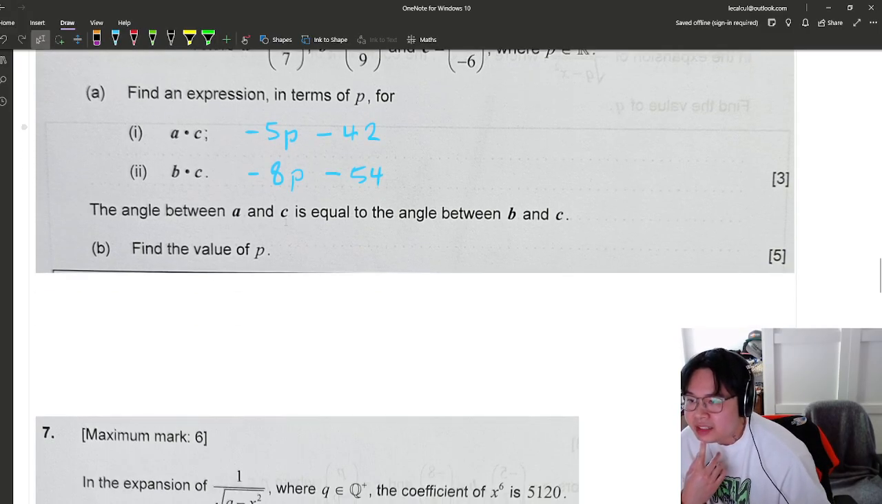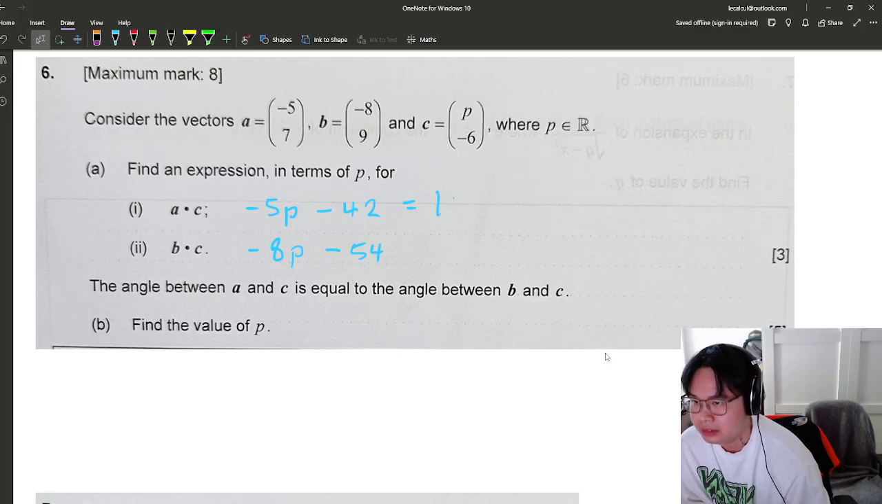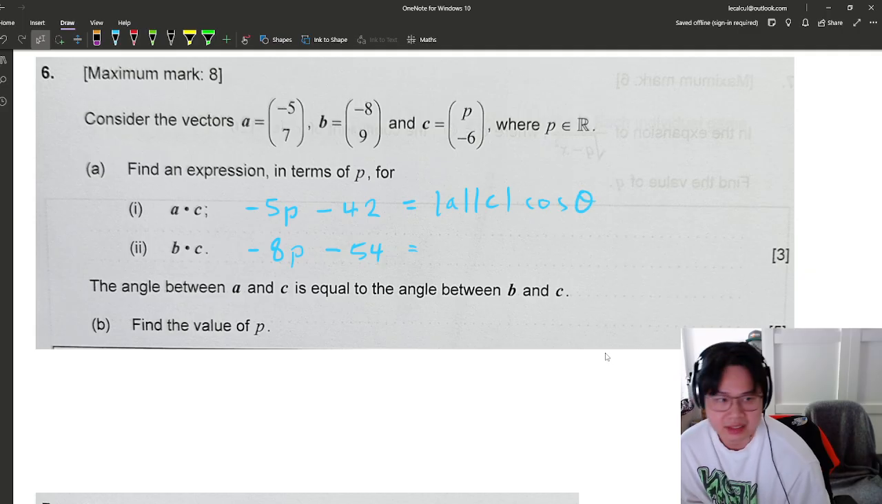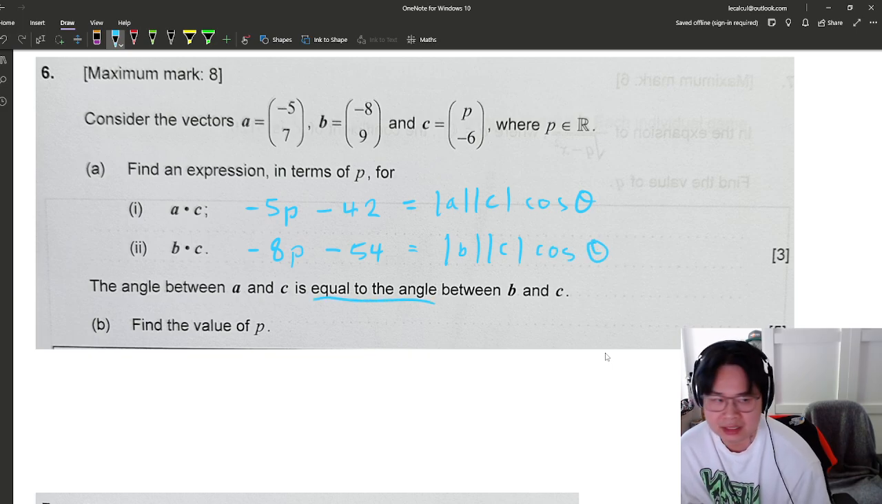The angle between A and C is equal to the angle between B and C. Find the value of P. Okay, so we know that this is also equal to this from the formula booklet. And then likewise, this one is equal to this one. And because they have the same angle, we can use theta.